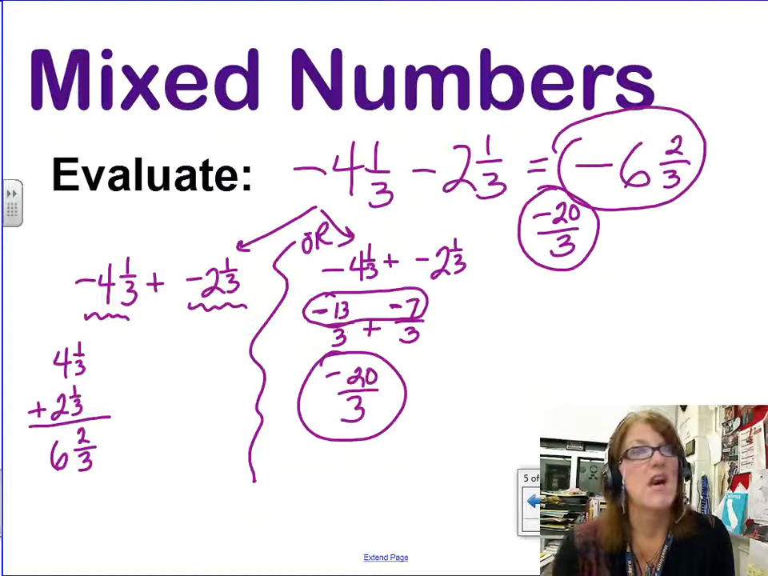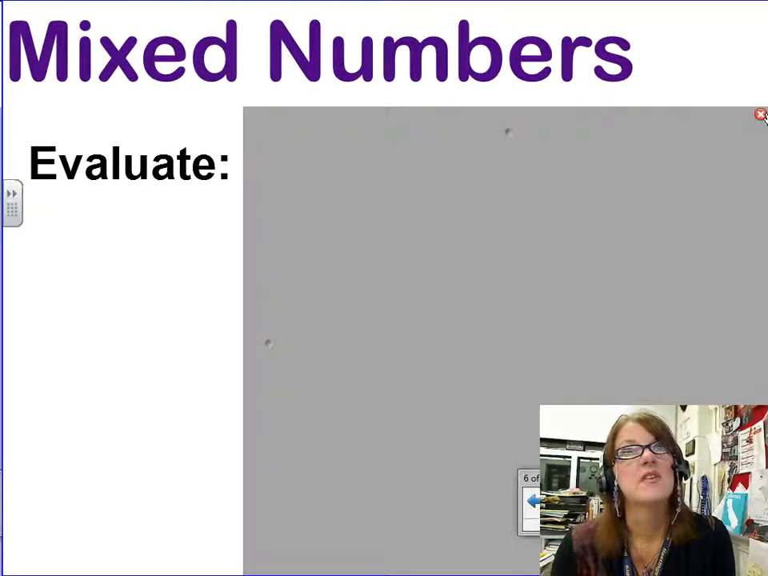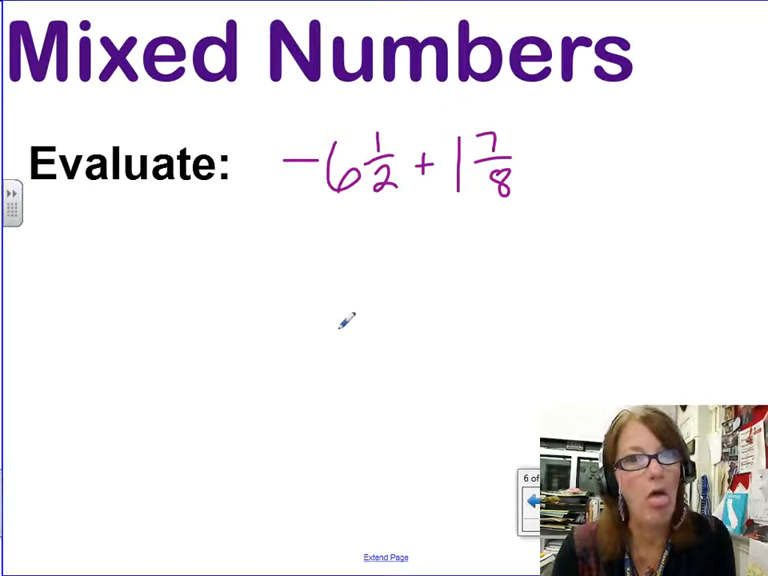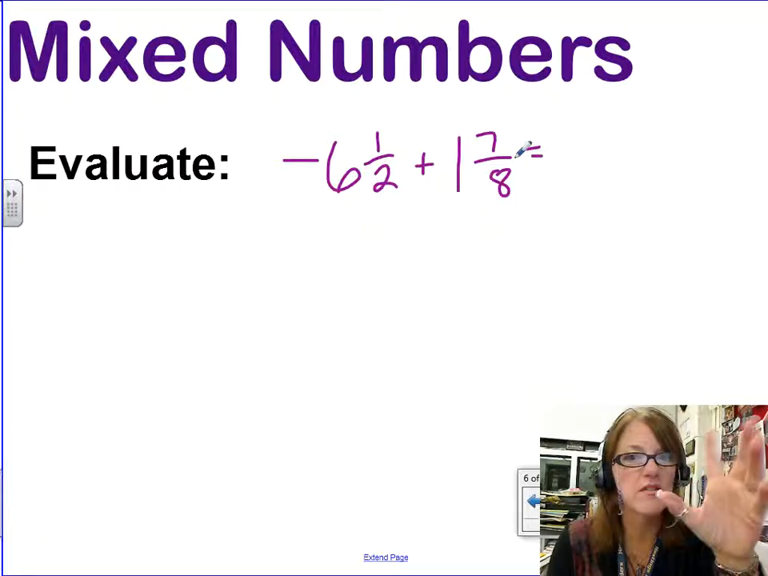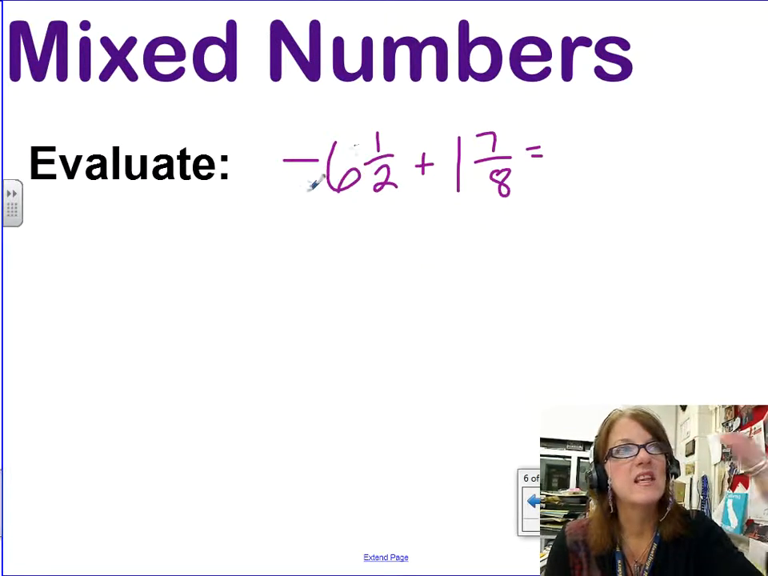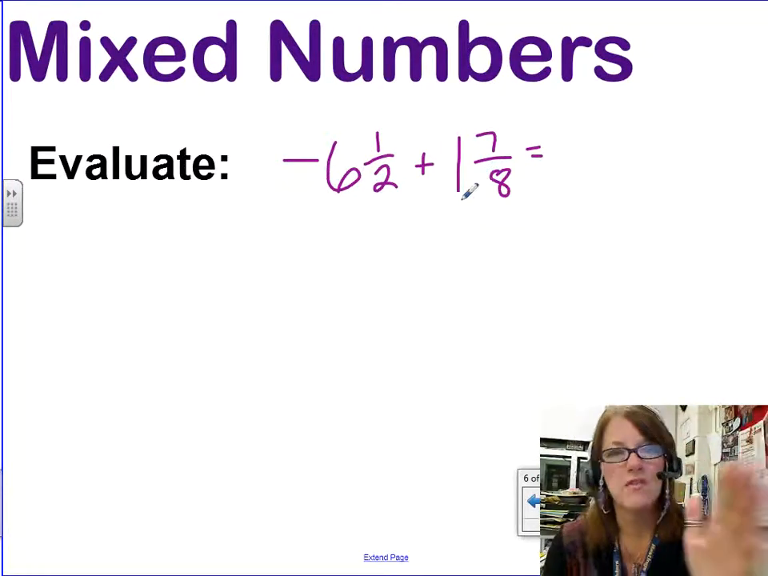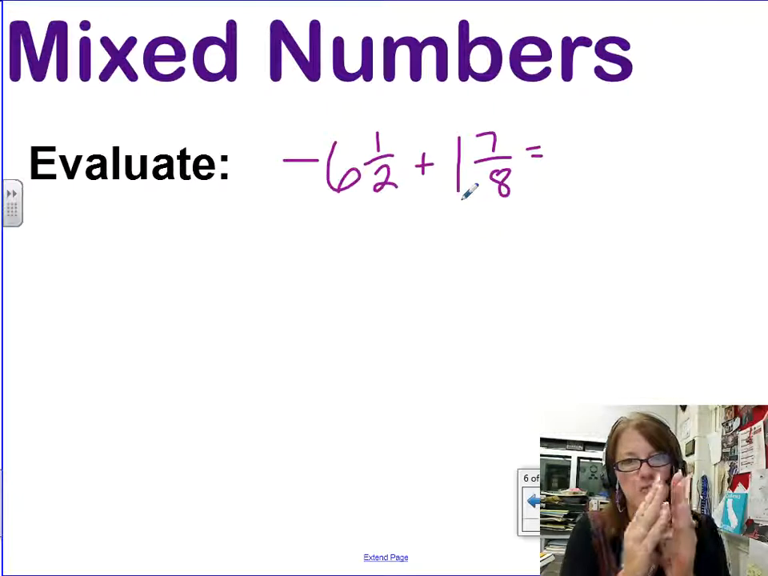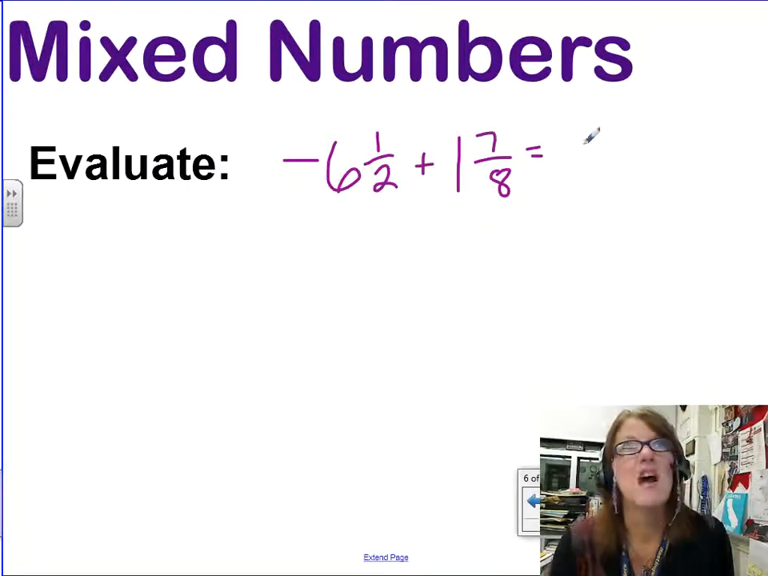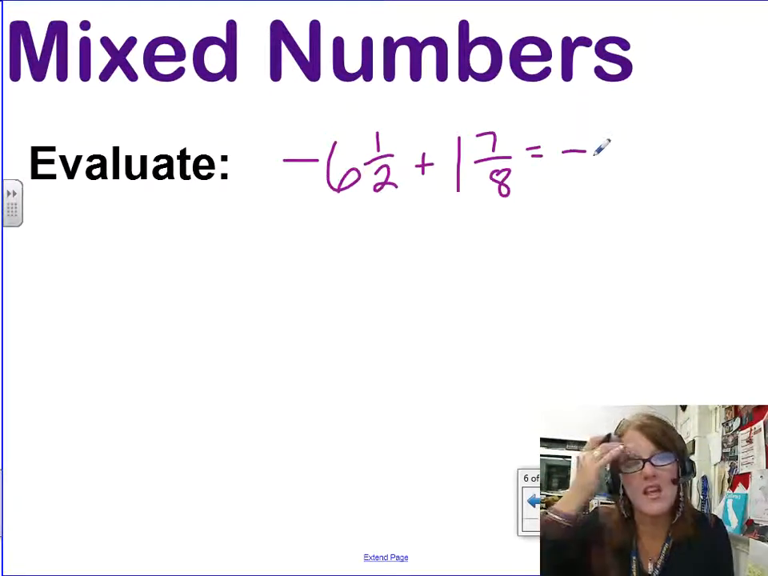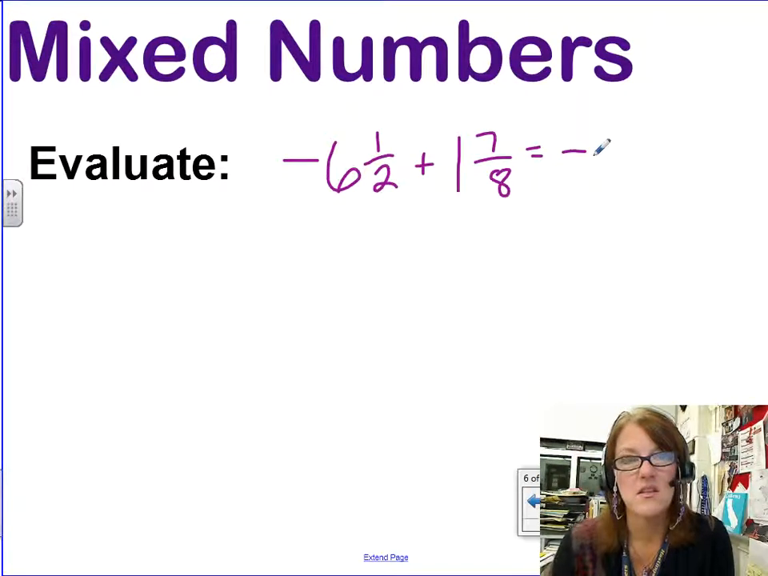Okay? All right, one last mixed number one. Okay? Just so you kind of see the whole picture of it all. You have negative 6 1/2 plus 1 7/8. Now, as I'm looking at this and I'm doing some analyzing before I even dive in, negative 6 and something plus almost 2. If you think about this, okay, going backward 6, coming forward 2, I'm going to get a negative answer. That's where I land.